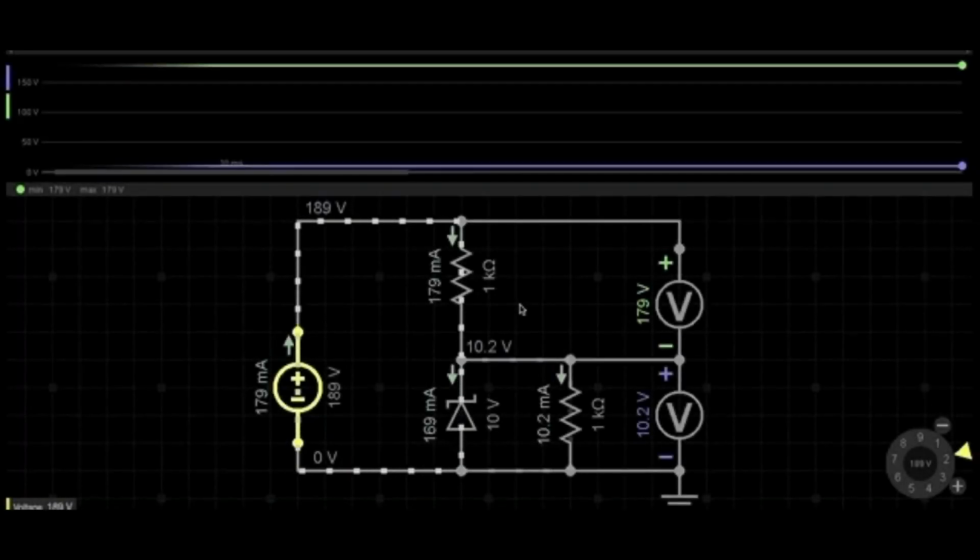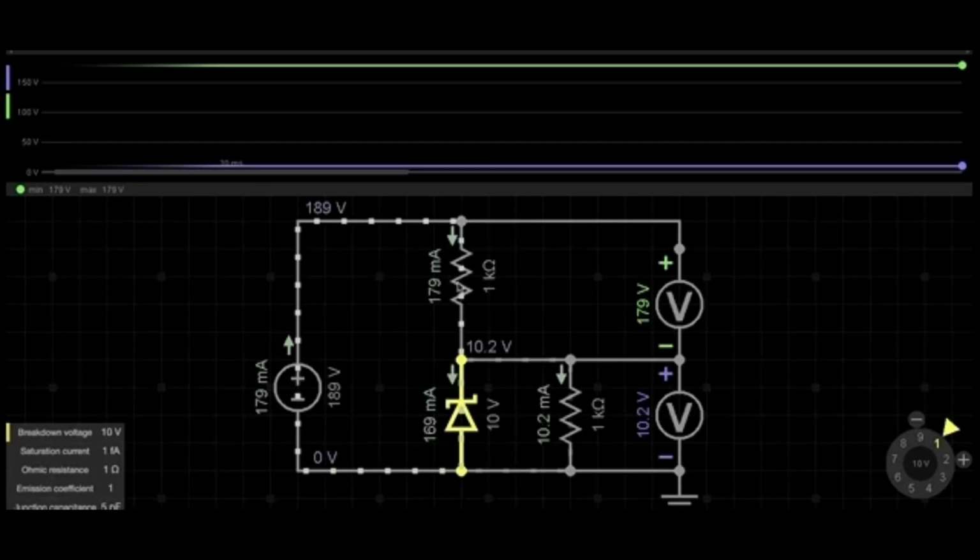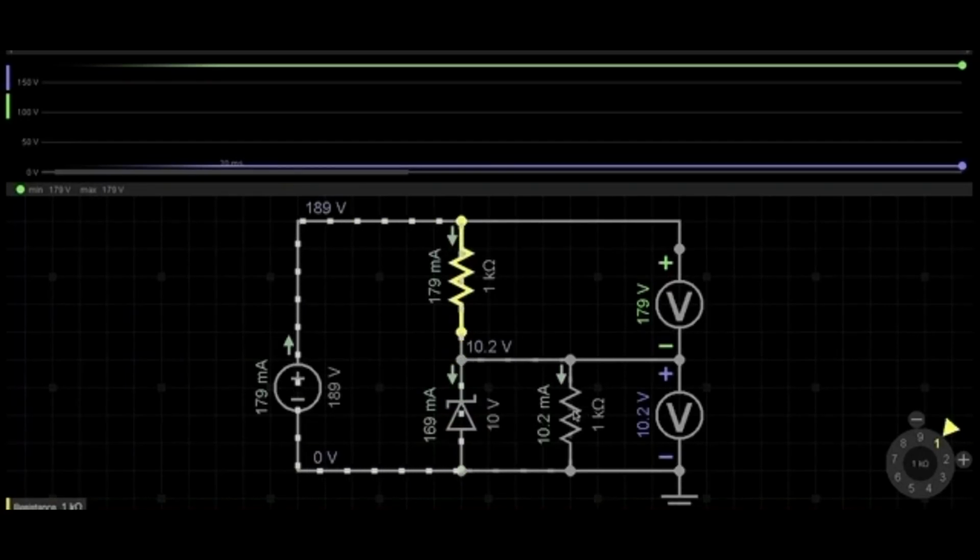Good morning all. I'm going to show you the working of a Zener diode. Here you can see a source. Here you can see a Zener diode, a dumb load or dumb resistor, a household resistor or an electrical load.